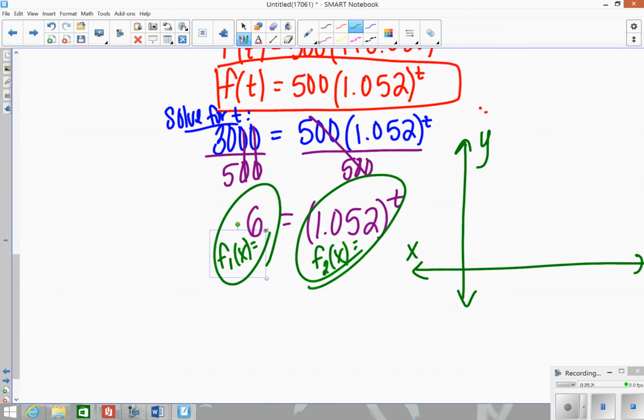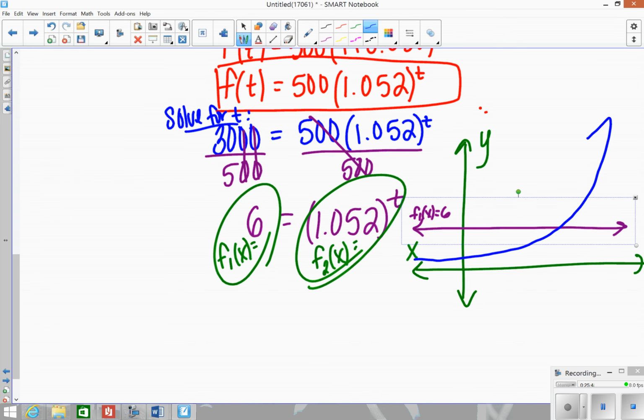So I have y equals 6, which should be just a horizontal line through 6. So this is f1 of x equals 6. And then the other graph is going to be a growth. So it'll look something more like this. So this will be the second one.